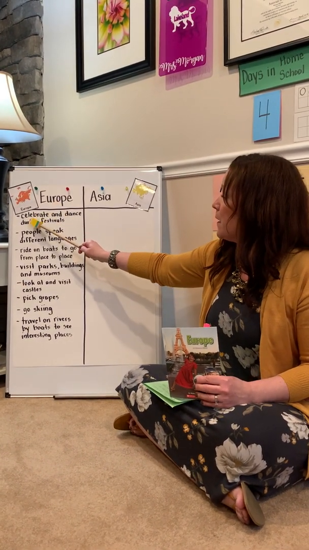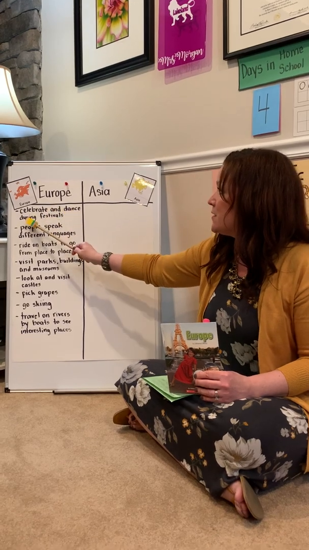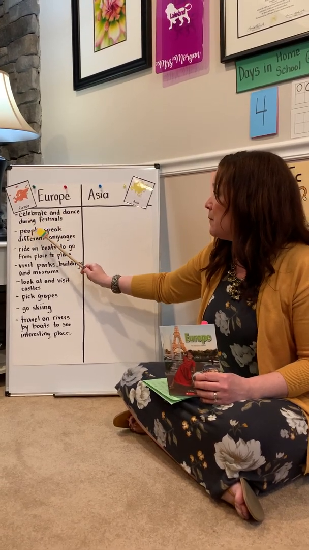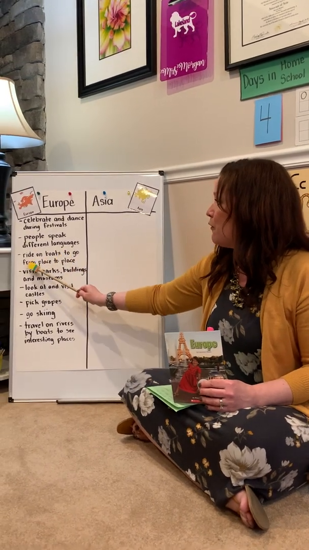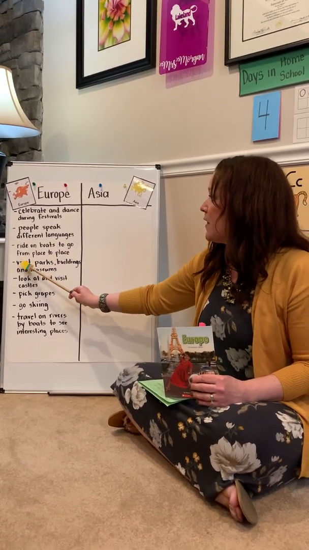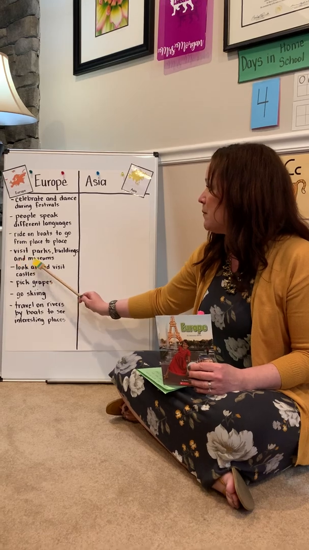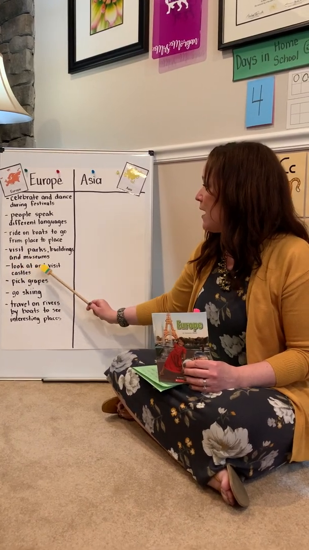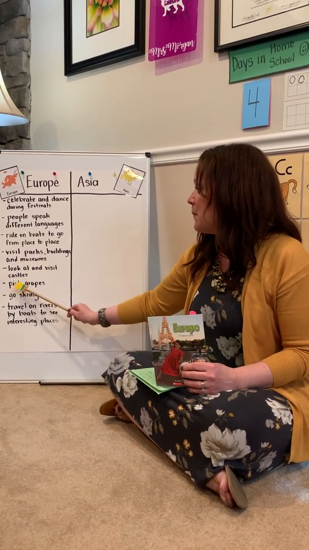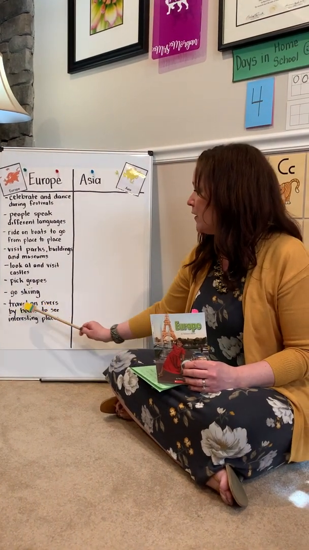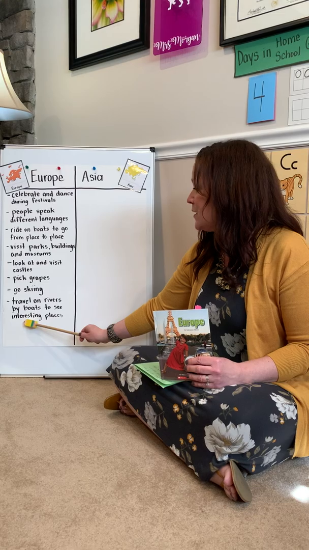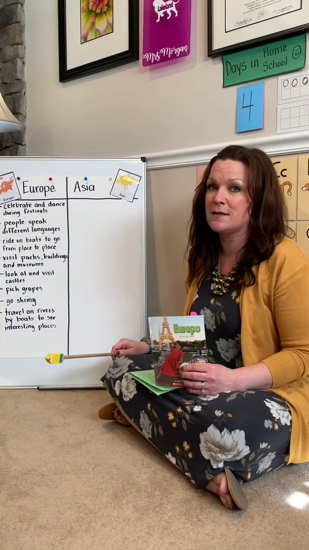In Europe, people celebrate and dance during festivals. The people speak different languages. They ride on boats to go from place to place. They visit parks, buildings, and museums. They look at and visit castles. They pick grapes. They go skiing. And they travel on rivers by boats to see interesting places.